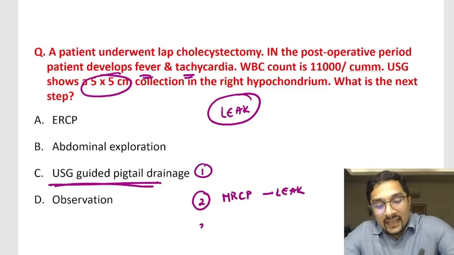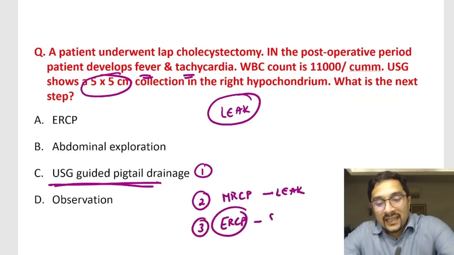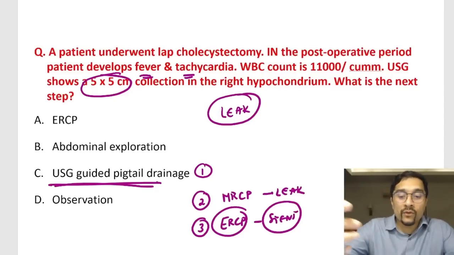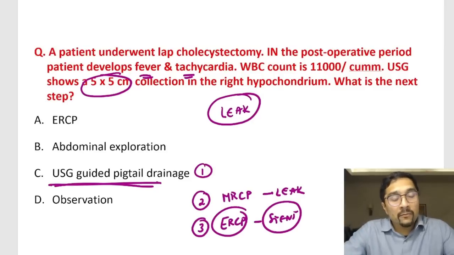Second, in this patient, right, we will do an MRCP to look for the leak, where is the injury, and then we can do an ERCP in these patients and we can put a stent across the leak. ERCP can be both diagnostic and therapeutic because you can use it for stenting, you can use it for retrieval of stones, but first we will confirm by MRCP.